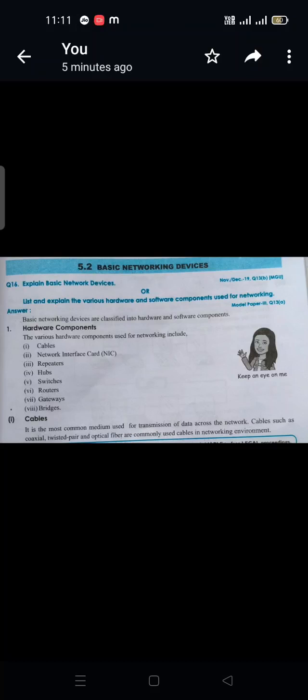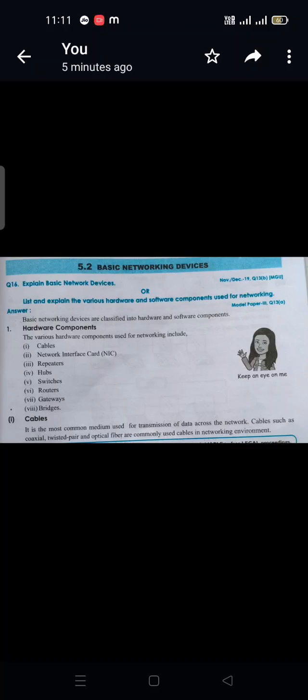Here you can see these basic networking devices are classified into two ways, that are hardware components and software components. Coming to hardware, what does it mean? Hardware is what we can see and touch. There are 8 devices here: cables, network interface card, repeaters, hubs, switches, routers, gateways and bridges. These are all hardware devices which are used for network connections.